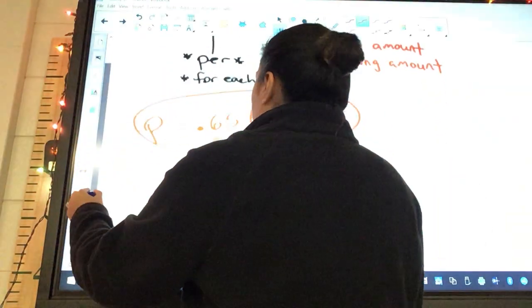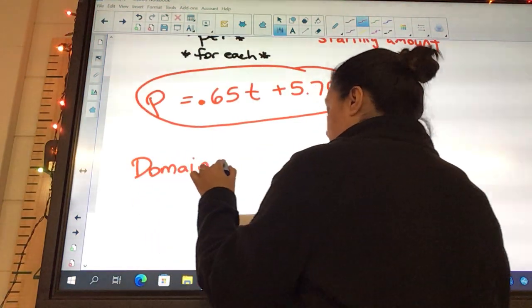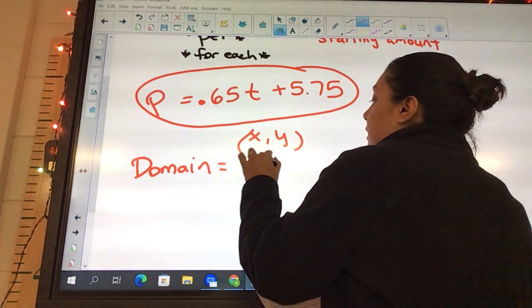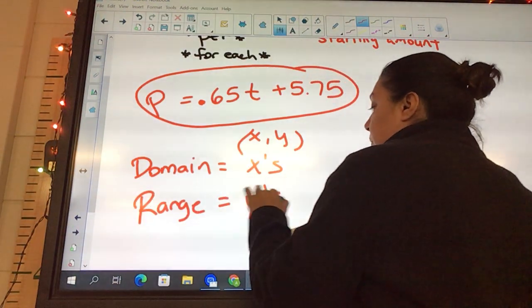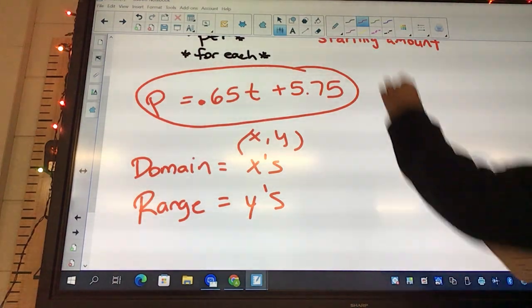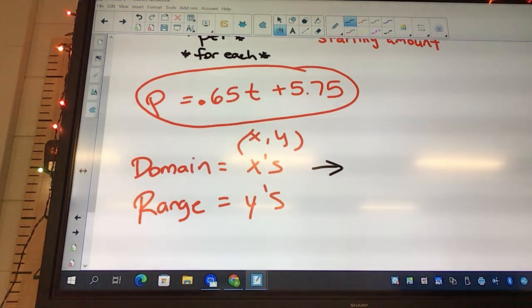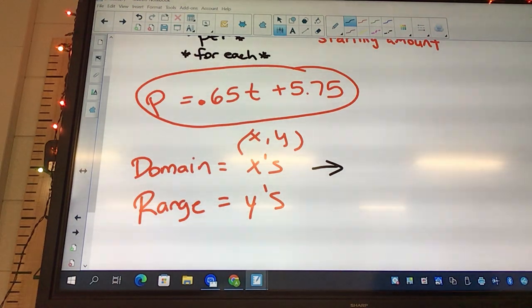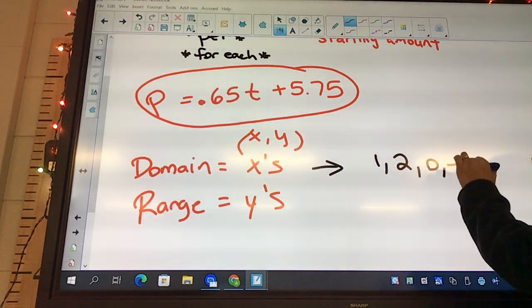Okay, domain and range. What does domain cover? The domain is the x's. So we have this x comma y. Domain is the x's. The range is going to be the y's. When we're looking at this, what is my domain? I'm looking at the problem. It's going to be 1, 2, 0, -1, 4.